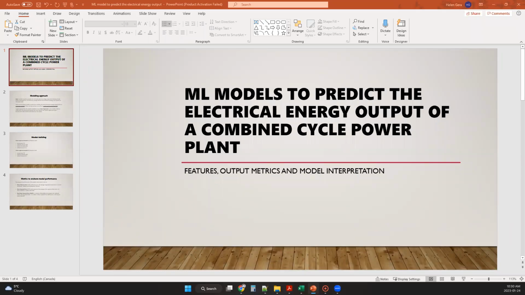Hello, everyone. I would like to present you my machine learning models, which I have built. Also, I would like to talk about features, output metrics, and model interpretation. Thank you so much.